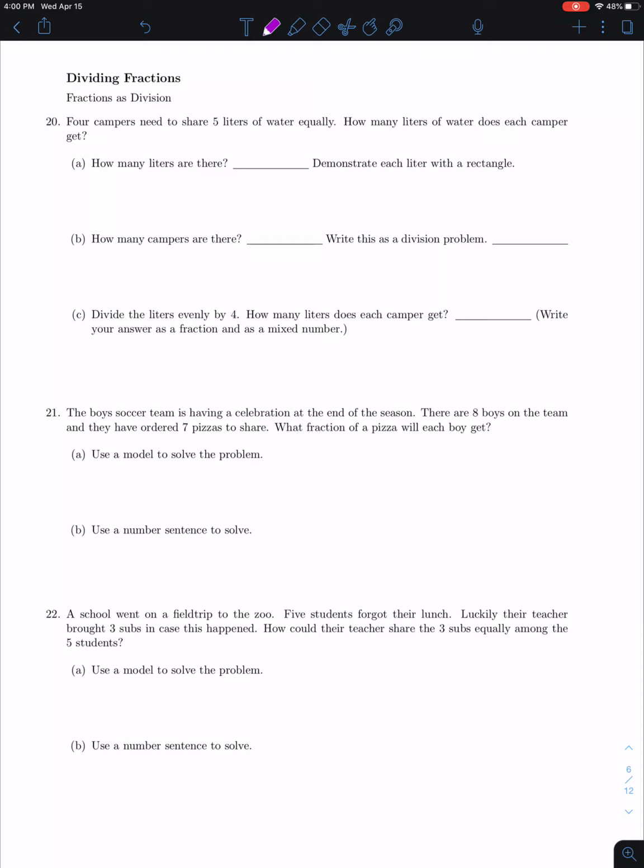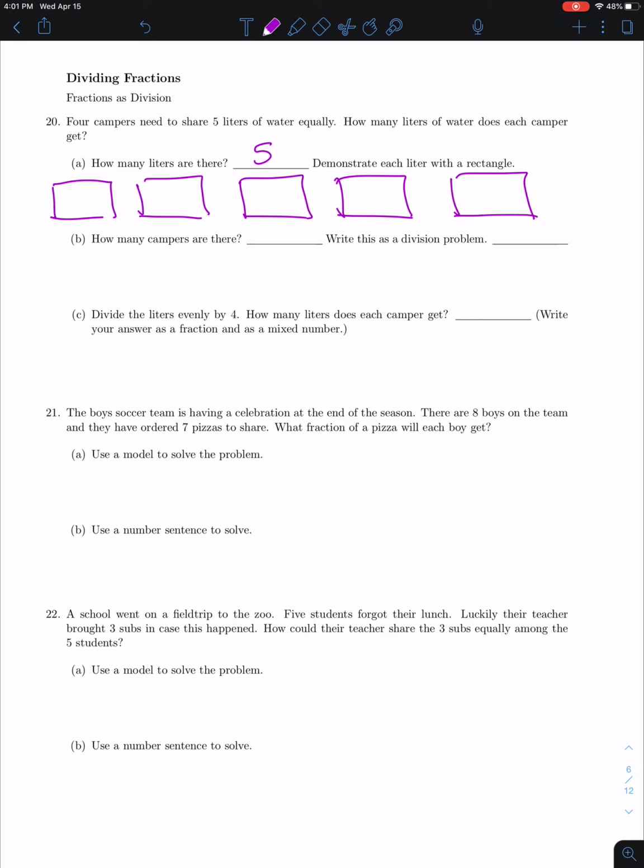So with dividing fractions, we're going to start off with a word problem here. Let's do number 20. Four campers need to share 5 liters of water equally. How many liters of water does each camper get? So how many liters are there? In this case, there's 5. What we're going to do is represent each liter with a rectangle. Ultimately they should be similar shapes, but if they're not, it's okay. Each of these rectangles is going to represent 1 liter of water.